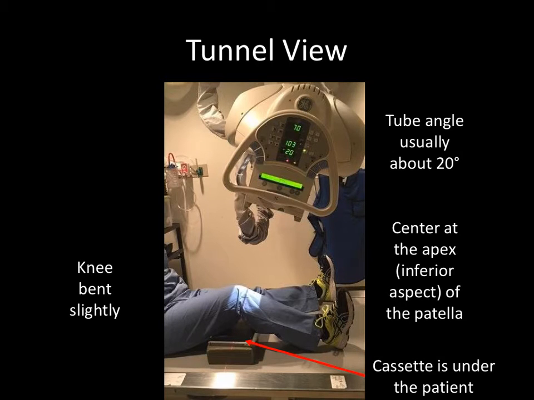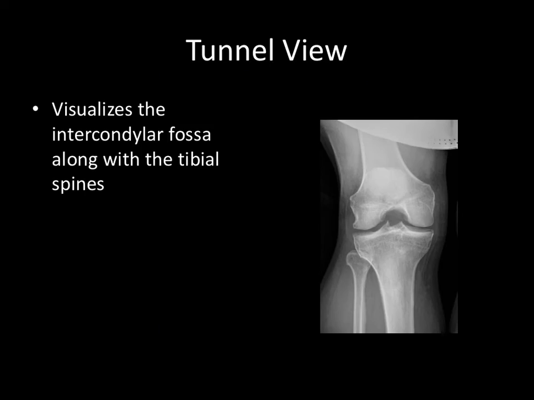Last is the tunnel view. The patient bends their knee slightly while the cassette is placed underneath and elevated with a positioning aid. The tube is angled approximately 20 degrees cephalad. The tunnel view visualizes the intercondylar fossa along with the tibial spines. You can see avulsion fractures of the tibial spine or intra-articular osteocartilaginous bodies in this region.